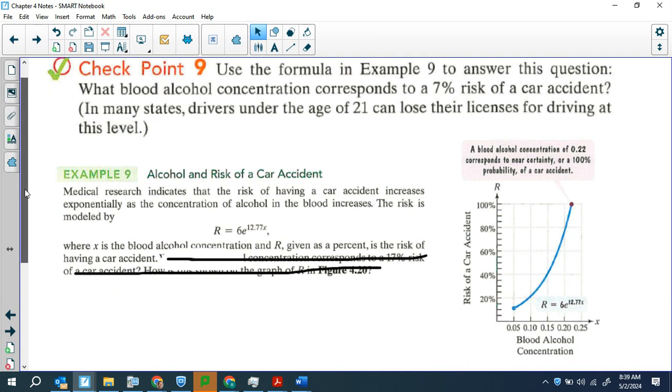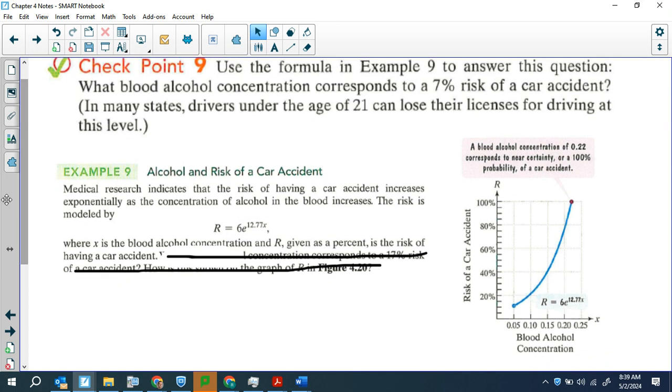It talks about alcohol and the risk of a car accident. Fitting for prom, you guys be safe.